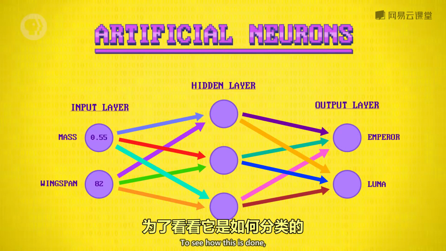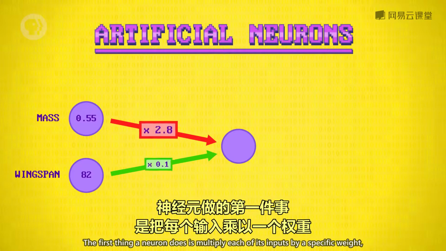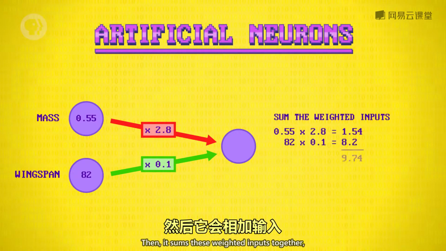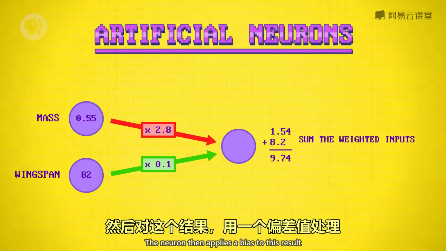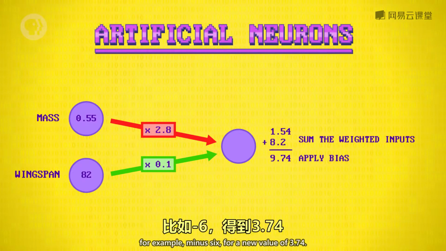To see how this is done, let's zoom into one neuron in the hidden layer. The first thing a neuron does is multiply each of its inputs by a specific weight. Let's say 2.8 for the first input and 0.1 for its second input. Then it sums these weighted inputs together, which in this case is a grand total of 9.74. The neuron then applies a bias to this result. In other words, it adds or subtracts a fixed value. For example, -6 for a new value of 3.74.